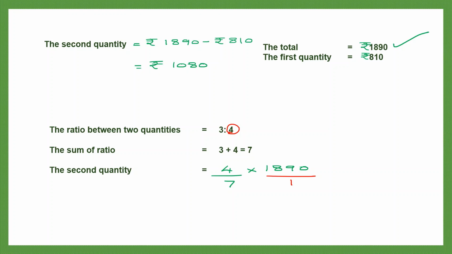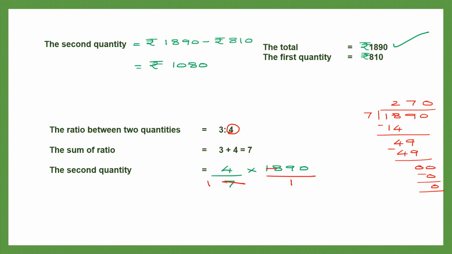Okay. Now can we cancel 7 and 1890? For that, let's divide 1890 by 7 and see if the remainder is 0. 7 2s are 14. Minus 8 minus 4 is 4. Bring down 9. That's 49. 7 sevens are 49. Minus, and then we have the 0 here. And when we minus it, we get 0. That means 1890 is divisible by 7.